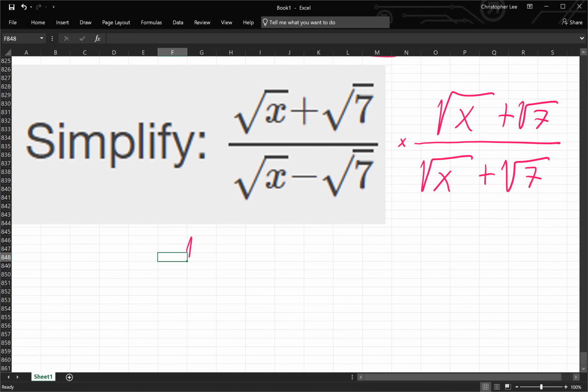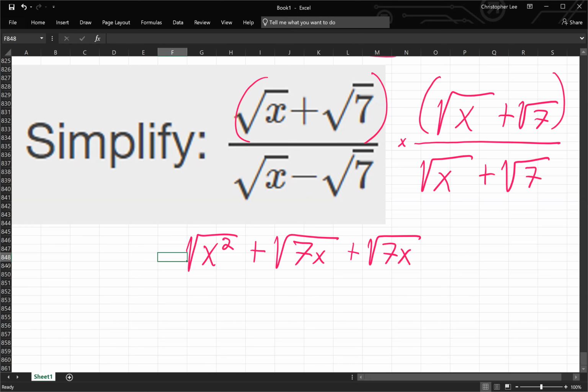All right, so I have square root x squared. I'm going to do this step by step just because we got time, right? Plus square root of 7x. Now we're talking, right? And then what's the next one? Plus square root 7x. Very good. So think of it like this: they're in parentheses, I'm just foiling them. That's all I'm doing. And then square root 7 times square root 7, what's that? Plus square root 49, very good.